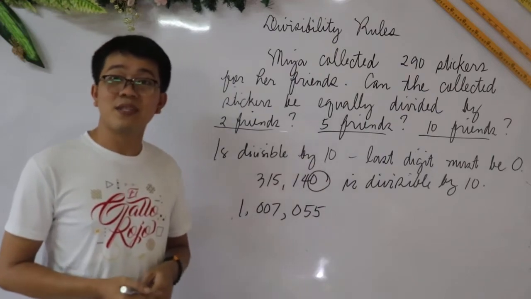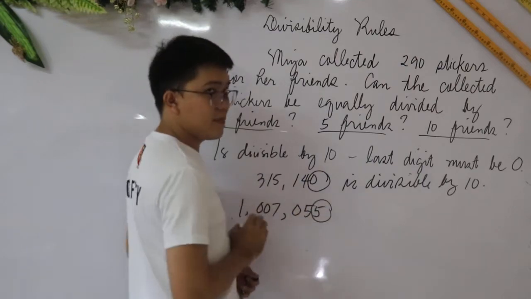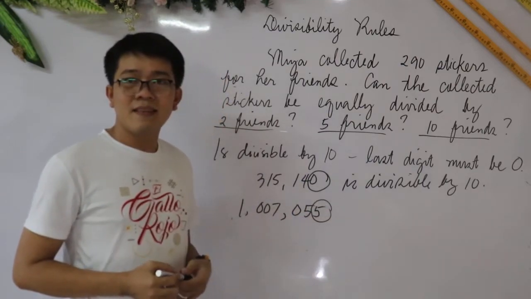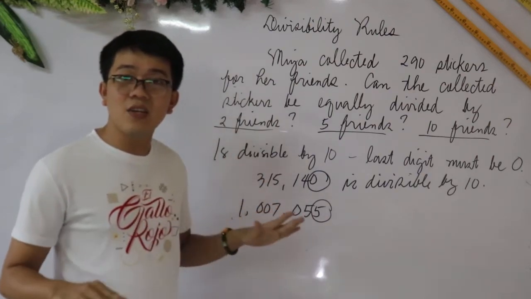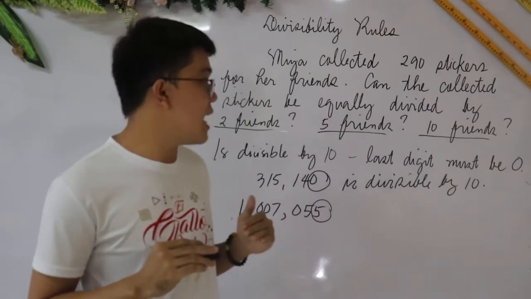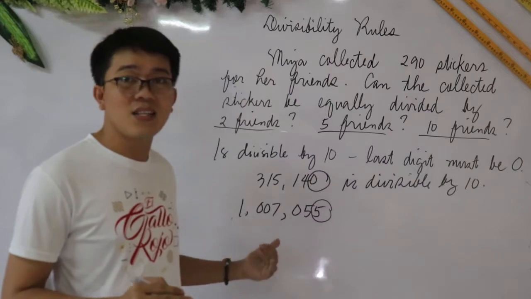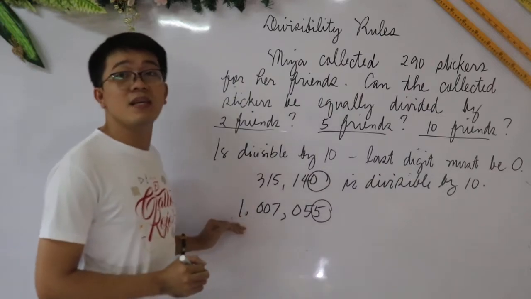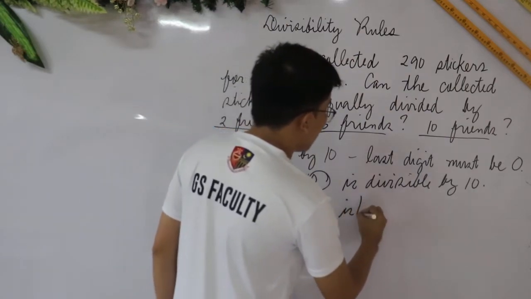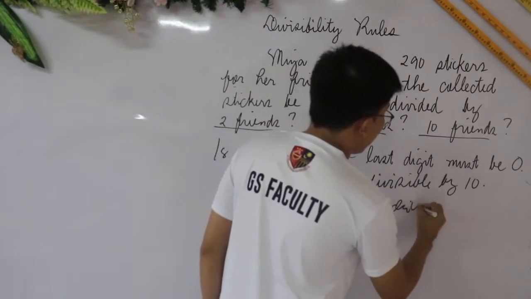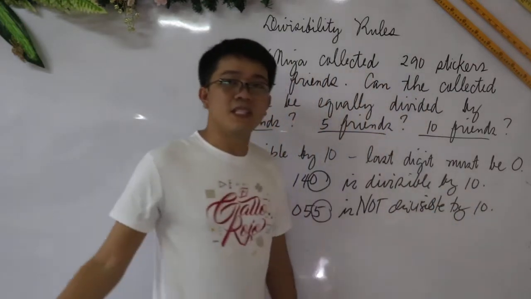Let's try to check its last digit. The last digit here is 5. Does it answer our condition in divisibility rule number 10? Definitely not, because it must end with 0. And here it ends with 5. So we say that 1,007,055 is not divisible by 10.